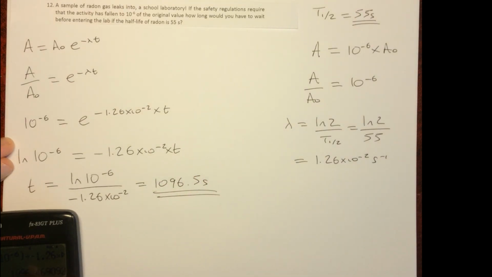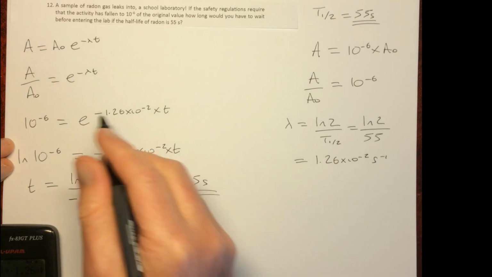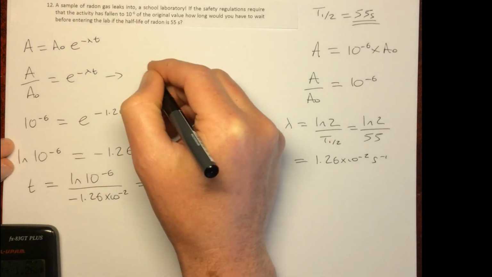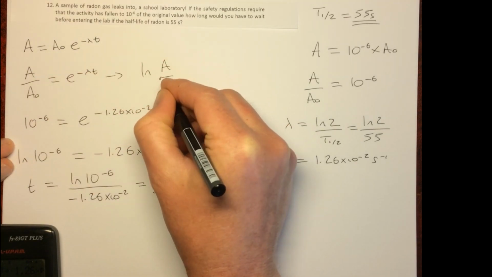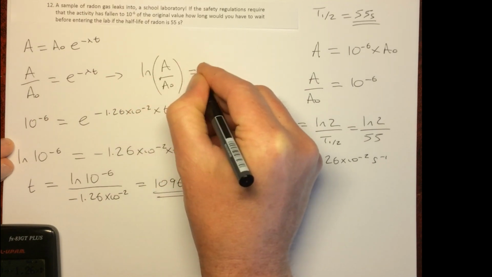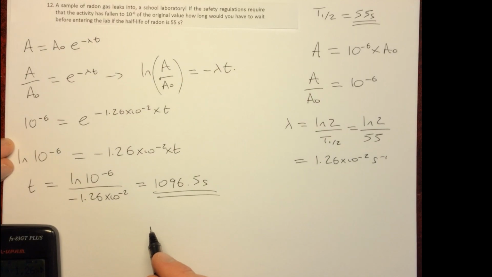Now you can obviously convert that into minutes if you want, it's up to you. Just going back to what I said earlier, if you wanted to rearrange the equation before putting the numbers in, you just natural log both sides. Okay, and that's going to give you, and then you just put the numbers in. Alright, so that's that one done.